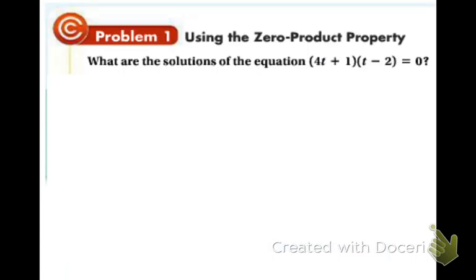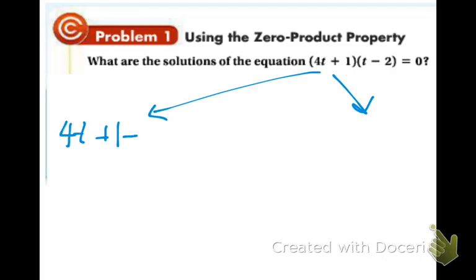This one is already factored. So you'll notice, hey, it's already split up into two. I want to remind you that so long as one equals 0, meaning if that equals 0 or that equals 0, we are good to go. You should remember that technically Mr. Lowe has shown you this before with a split. So if he has something like 4t plus 1 is equal to 0, and then t minus 2 is equal to 0, what happens is you have two solutions.